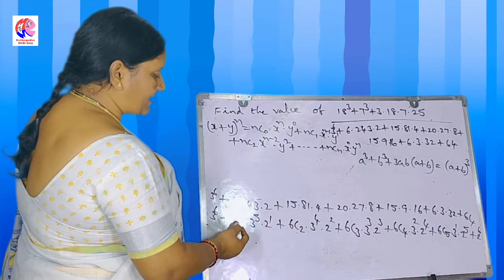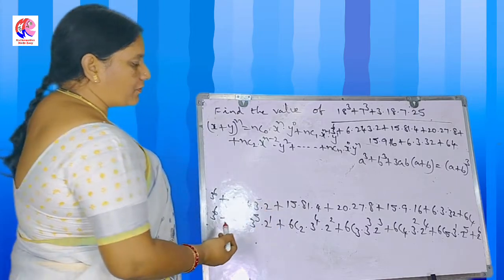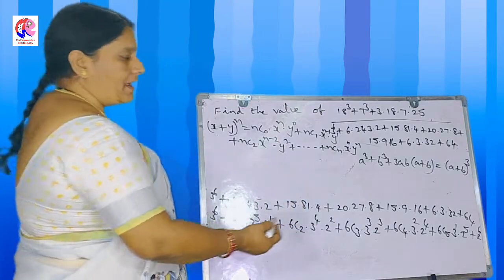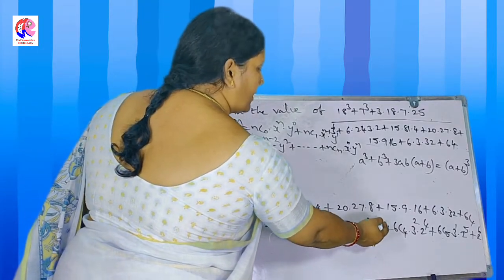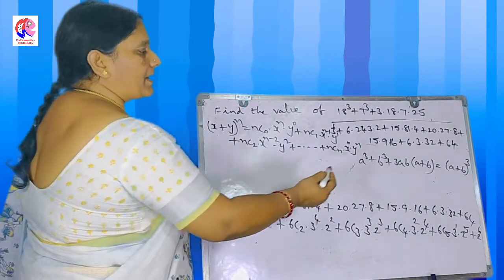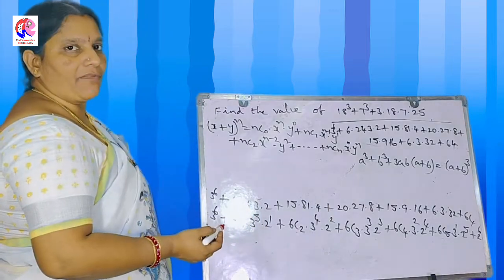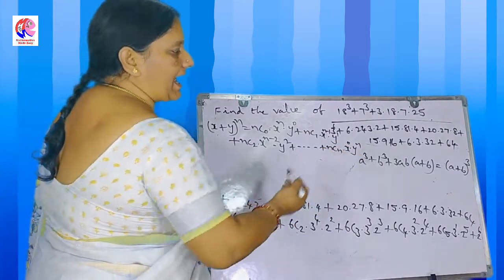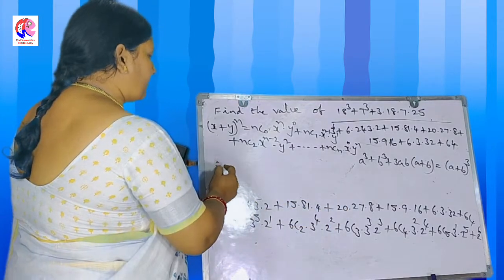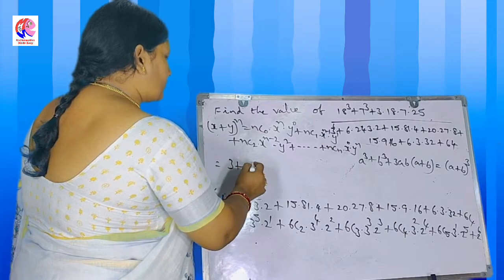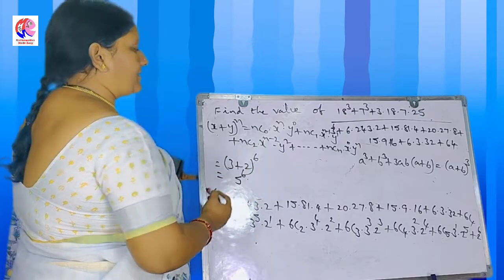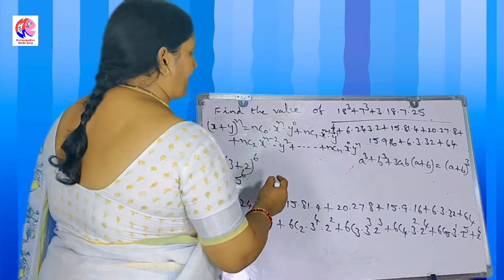And 3⁶ + 6C1 × 3⁵ × 2¹ + 6C2 × 3⁴ × 2² + 6C3 × 3³ × 2³ + 6C4 × 3² × 2⁴ + 6C5 × 3¹ × 2⁵ + the last term 2⁶ is the expansion of (3 + 2)⁶, which is equal to 5⁶. We calculated the numerator value already.